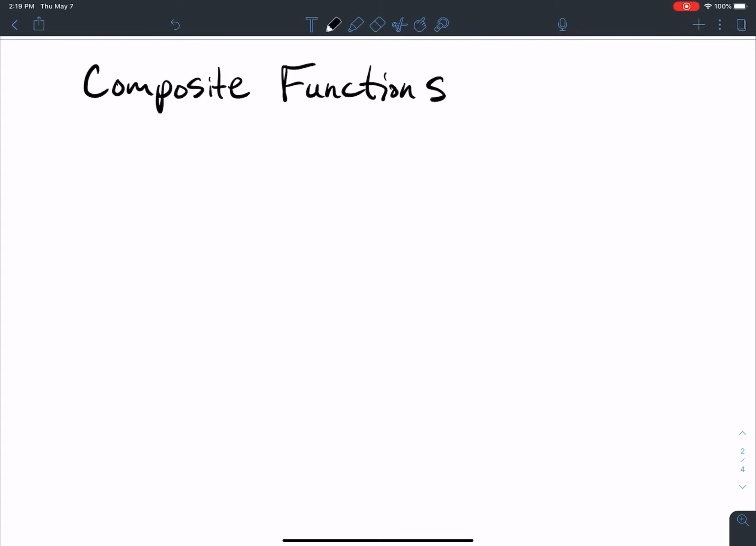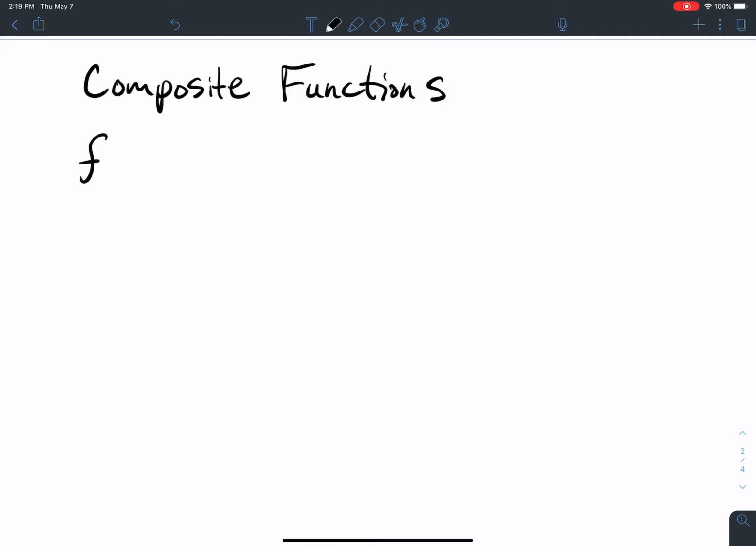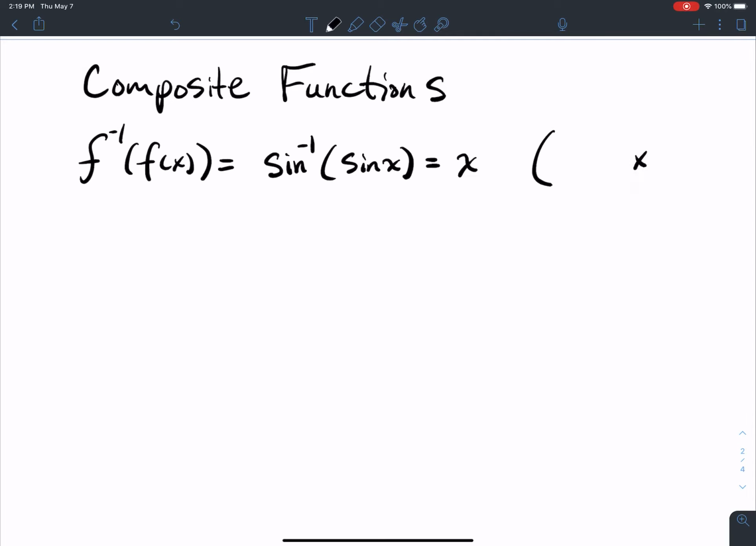So in this video, we're going to talk about compositions of functions. And what do I mean by this? Like f inverse of f of x is equal to, well, it's the sine inverse of the sine of x, and that is equal to x as long as x is between negative pi over 2 and pi over 2.